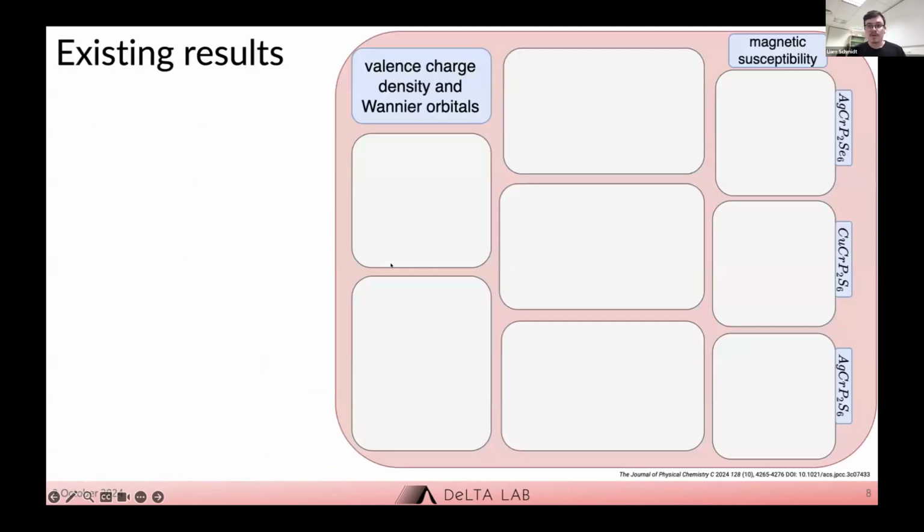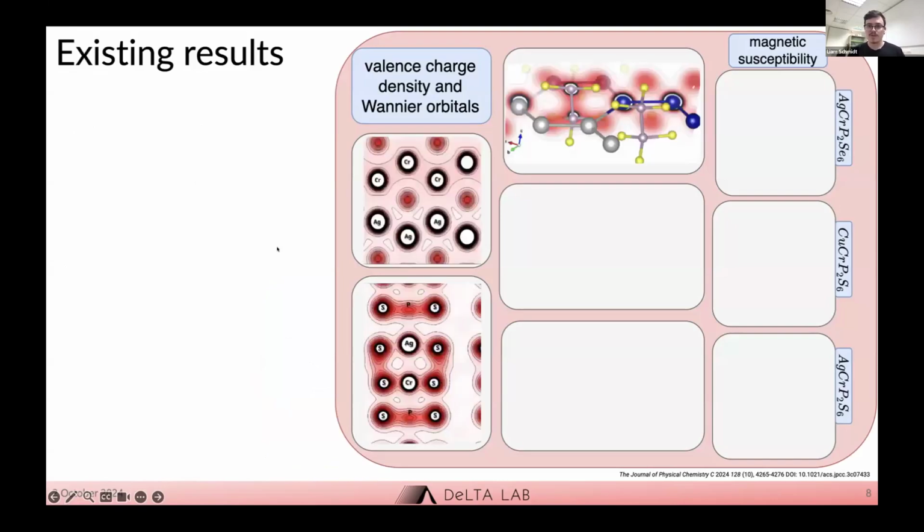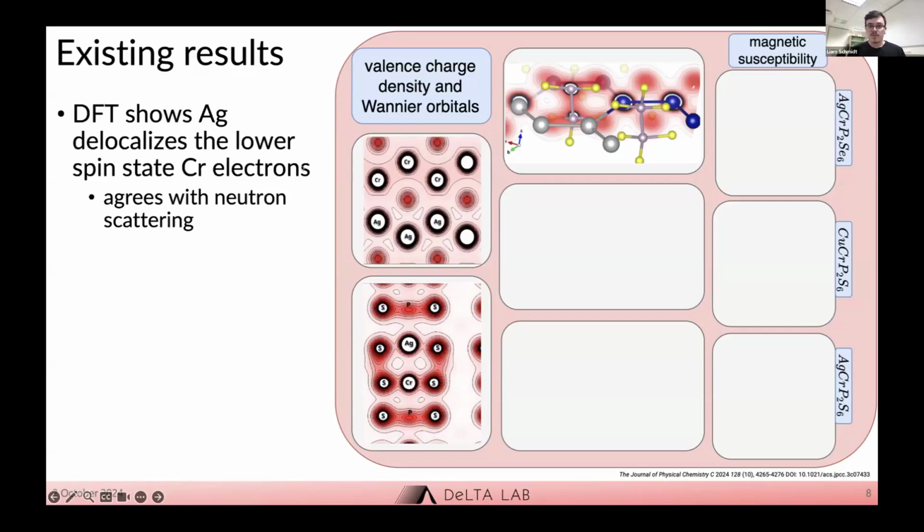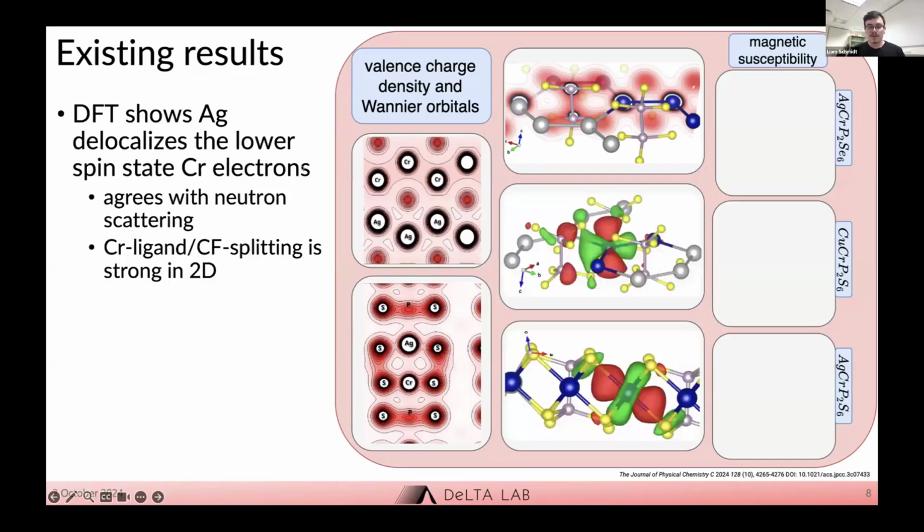So in comparison to our results, our collaborators' DFT results show that the substitution of copper by silver delocalizes the lower spin state electrons of the chromium atoms, which agrees with inelastic neutron scattering results. So here we show the valence charge density plots, which highlight the formation of weakly interacting spin chains of chromium and silver. And we notice that within the chromiums, there's more density, which is indicated by this darker red, which shows that the valence charge density of the chromiums is more localized. Also shown are these wannierized orbitals of the CAPS structures, which also show that the ligand interactions really drive this large hybridization between the chromium and the ligands.